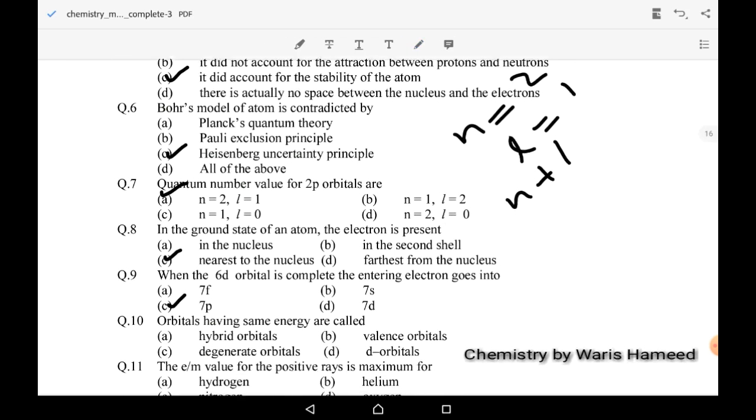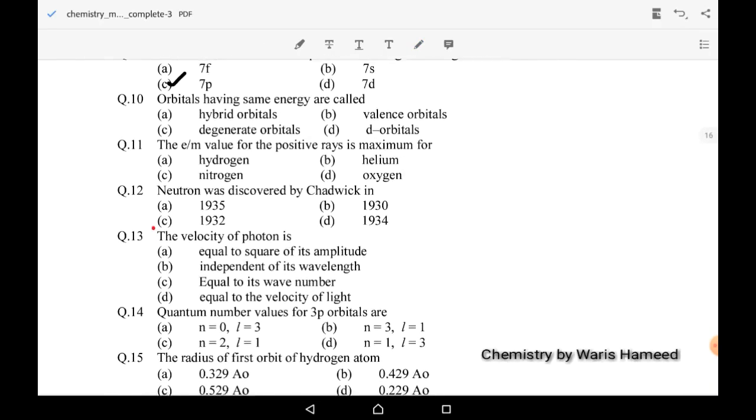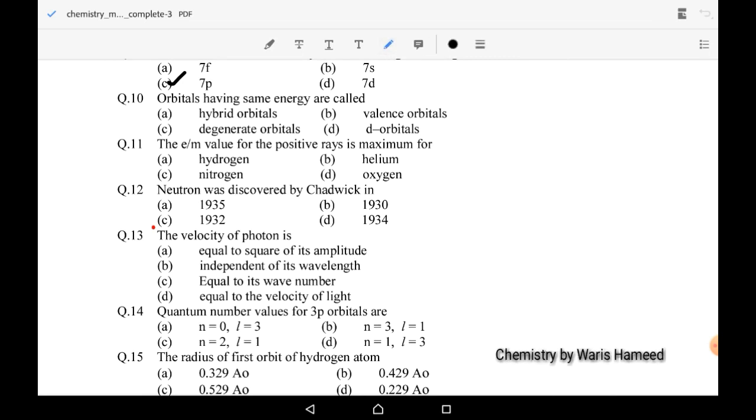Next MCQ, orbitals having the same energy are called degenerate orbitals. The e over m value for the positive rays is maximum for hydrogen, because hydrogen is the lightest element, so it will have a maximum value of e over m. The neutron was discovered by Chadwick in 1932. The velocity of photon is equal to the velocity of light, so its answer is D.